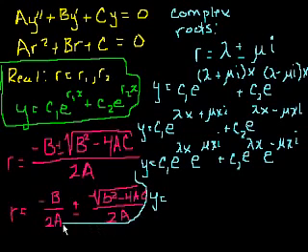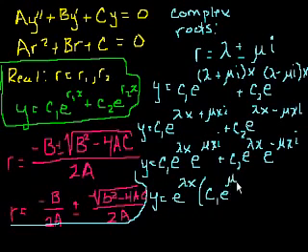So we get y is equal to, let me draw a line here. I don't want you to get confused with all this quadratic equation stuff. Y is equal to e to the lambda x times c1 e to the mu xi, that's an I, plus c2 times e to the minus mu xi. Now what can we do?